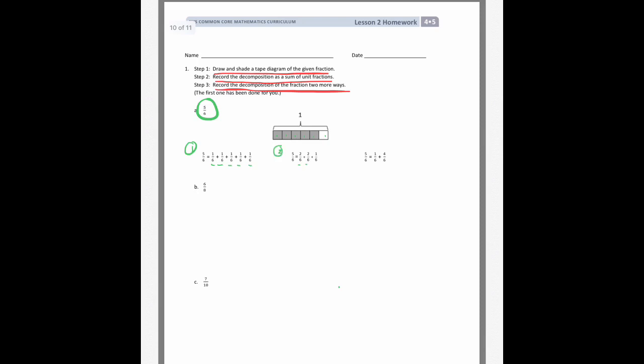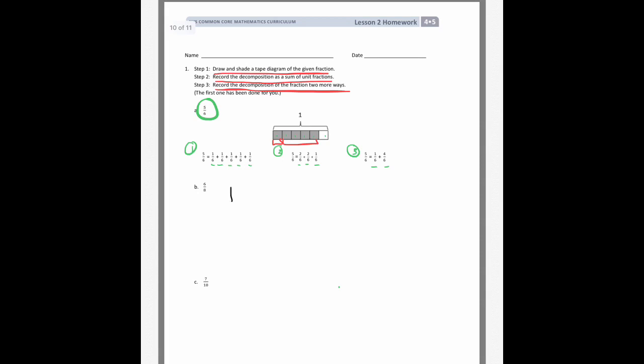And then they wrote 3 ways to break it down. So they could have done 1/6 plus 1/6 plus 1/6 plus 1/6 plus 1/6. They could have done it in 2 groups of 2 and a group of 1, or you could have done 1/6 plus 4/6. Either way, it's 3 different ways that you could break down those 6. Either way, they all add up to 5/6 total. So we're going to do the same thing on part B.